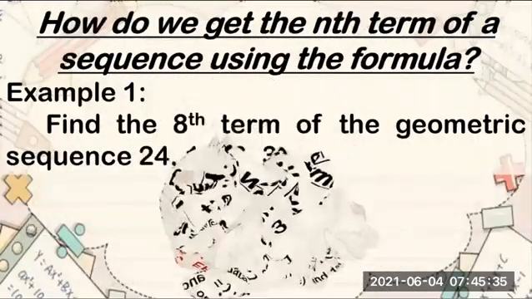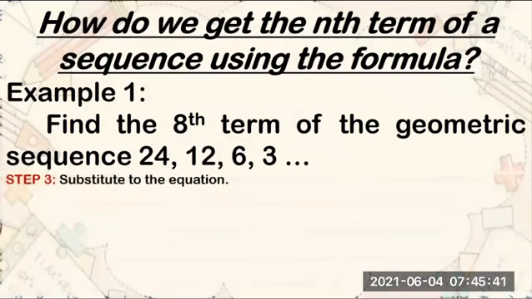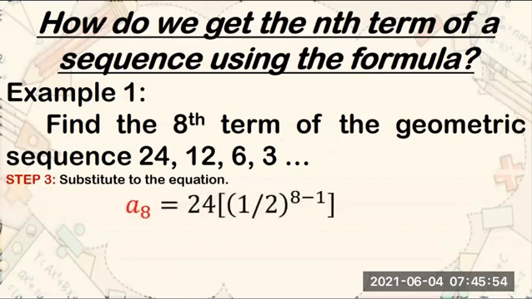Then for step number 3, of course, we have to substitute the given to our formula. So again, we have our formula a sub n is equal to a sub 1 times r raised to n minus 1. So kung substitute natin siya, we'll have a sub 8 is equal to 24, the first term, times the quantity of r. Ang r natin po ay yung common ratio 1/2 raised to n minus 1 or 8 minus 1.